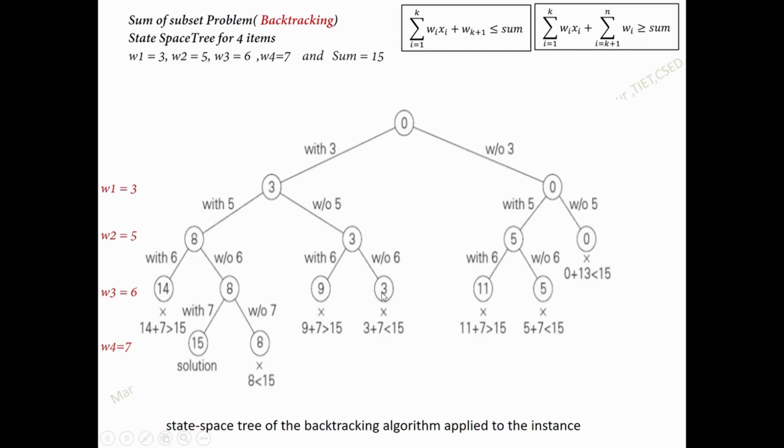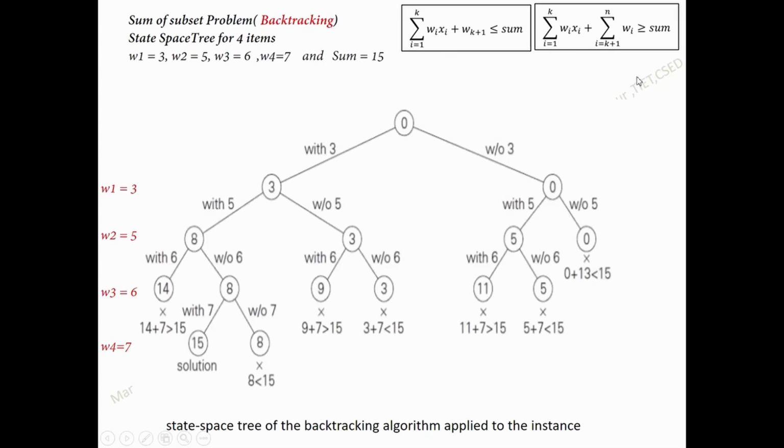Similarly, you can go for this node. Here 3 plus 7, again the value is less than 15. You should stop here itself. Similarly, this is the last node. Here 8 plus 0, because the remaining weight is 0. Then this inequality does not hold true. That means this condition is being violated as written here.